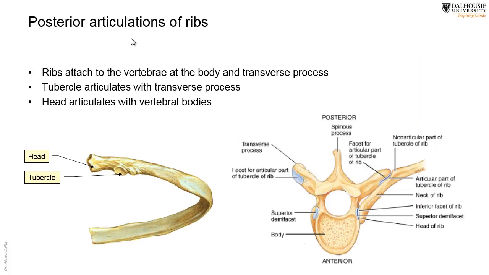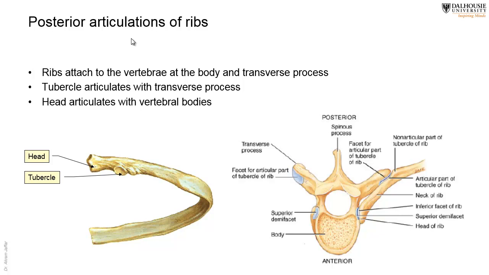A rib is a flat bone that is also curved, and it has a posterior end and anterior end. The anterior end articulates with a costal cartilage that may or may not articulate with the sternum, as you have seen. And posteriorly, there are 2 places on the rib. There is a head and a tubercle, and these articulate with the vertebra. So if you look at the vertebra here with an articulated rib, you will see that the head of the rib articulates with the body of the vertebra, while the tubercle of the rib articulates with a transverse process.